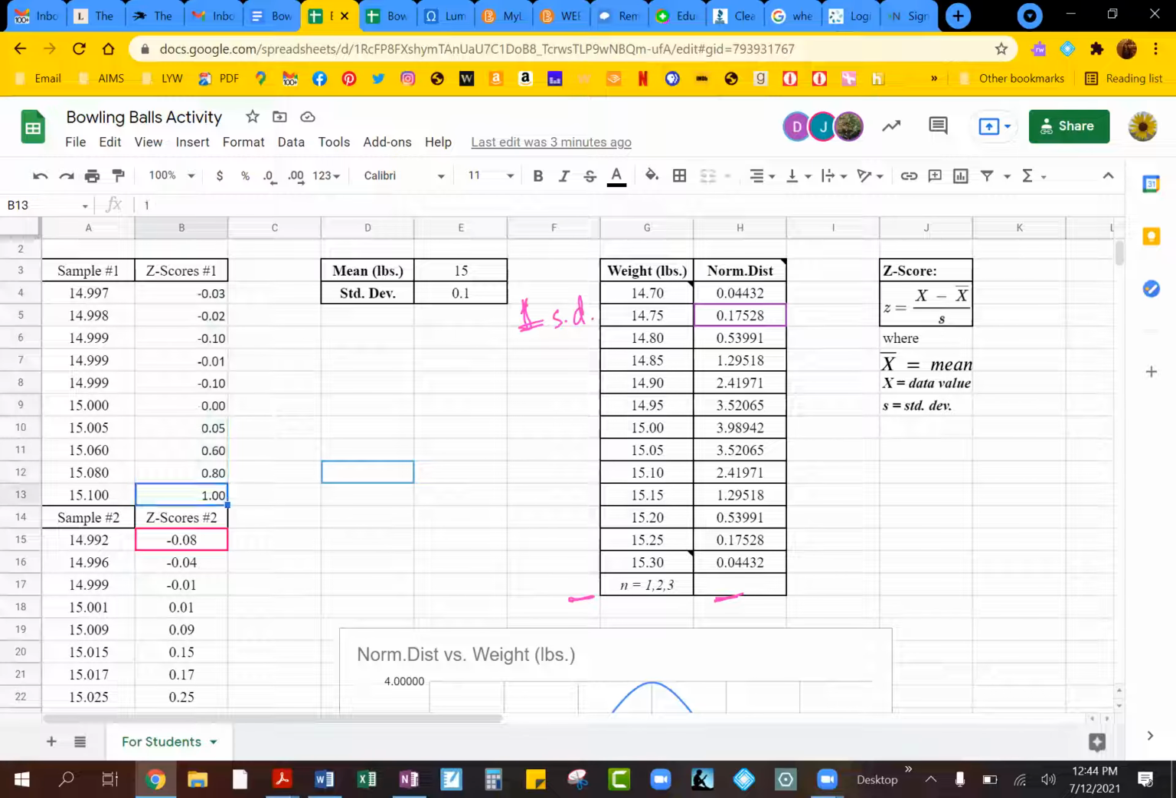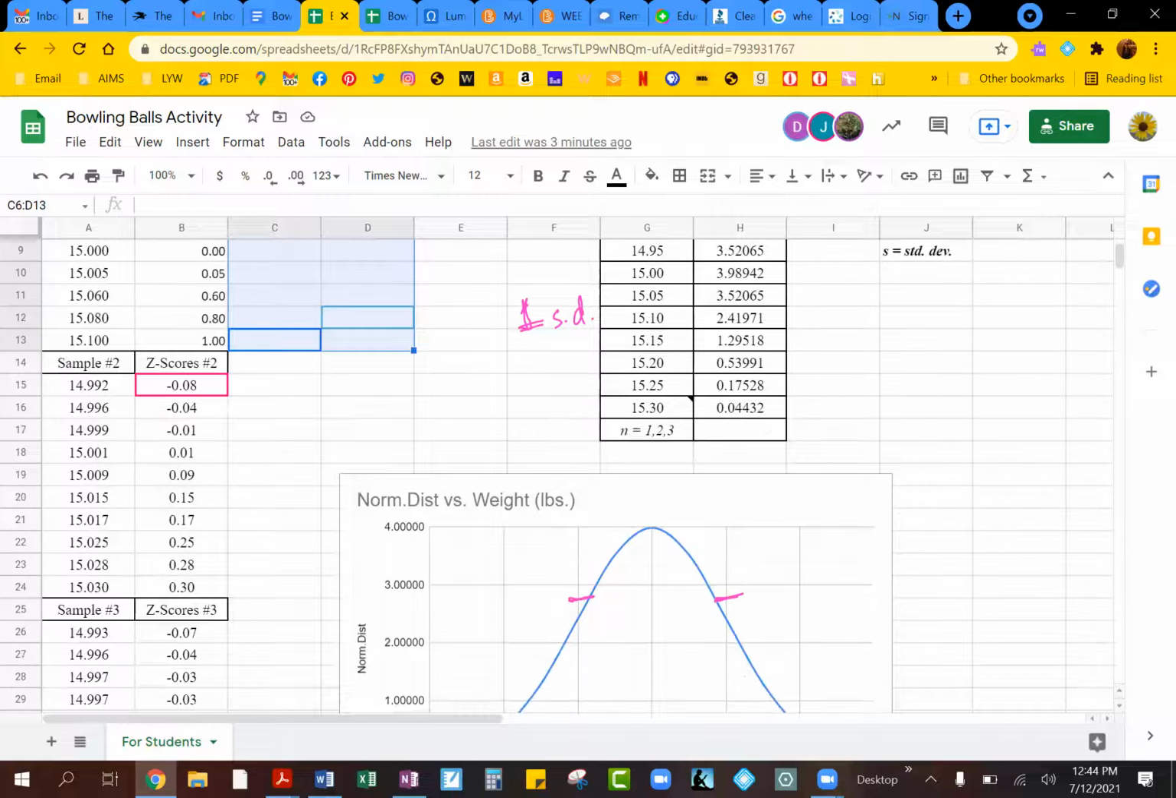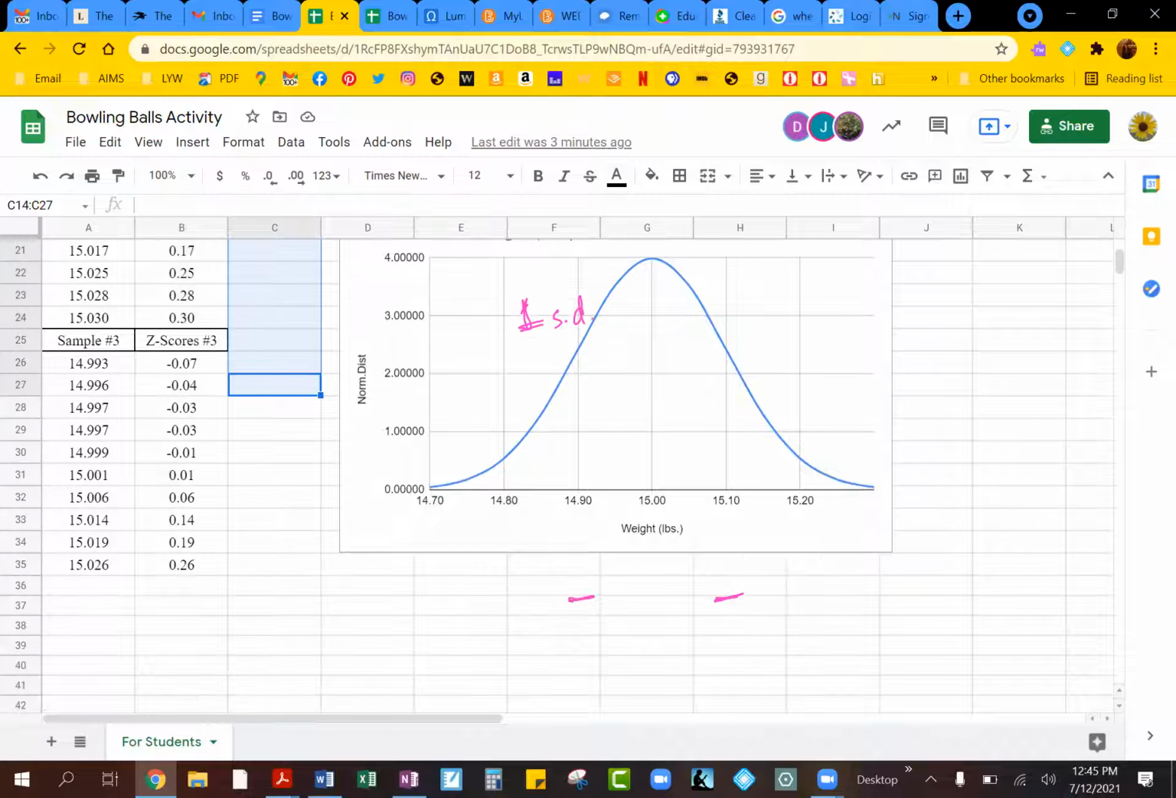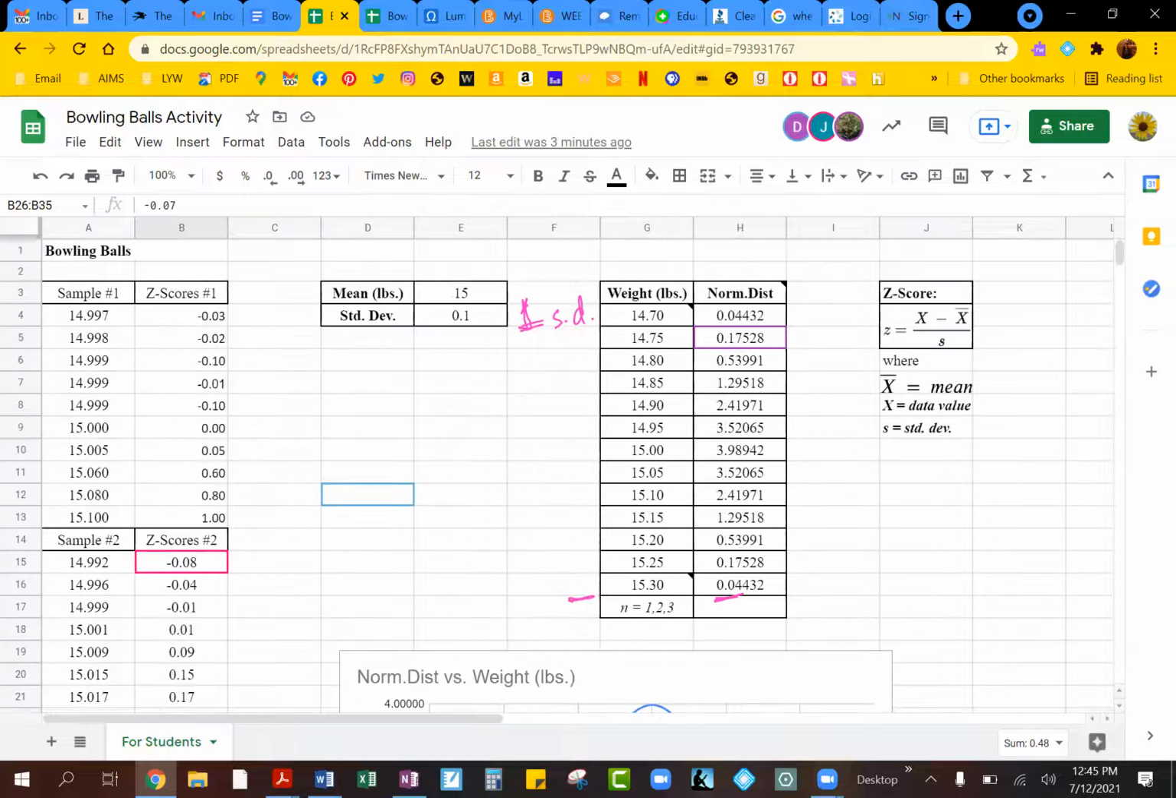So as we were discussing, this guy is out because he's right at 1, which means you're too heavy of a ball to be included in the shipment. Now, if you look at our sample 2, all of these numbers are between -1 and +1. So all of these numbers were acceptable. And then our sample 3, again, all the numbers are between -1 and +1. So they are within 1 standard deviation. So all of those samples were really good, with the exception of that one, 15.1 pound ball.